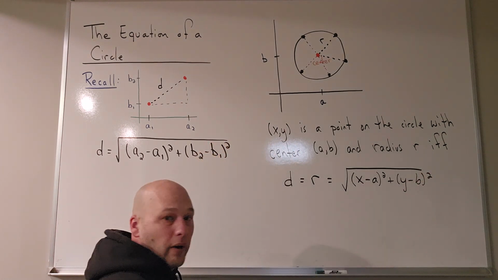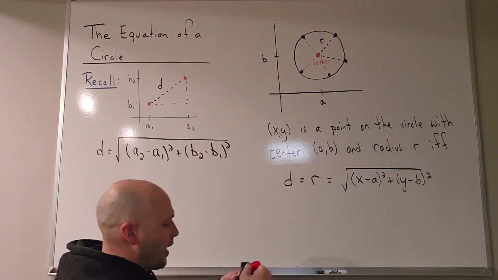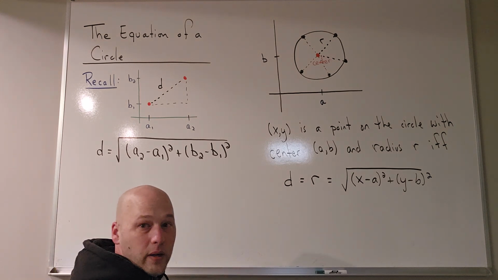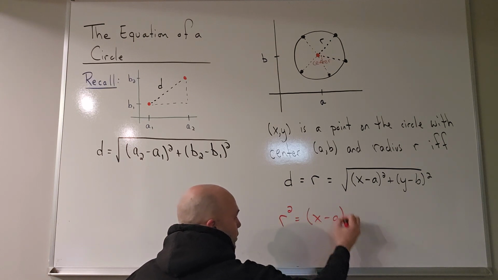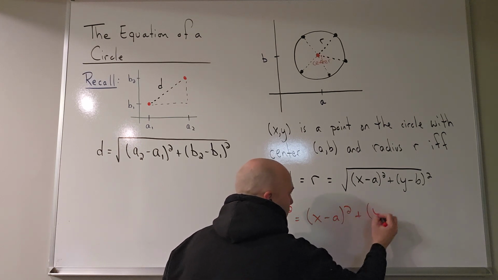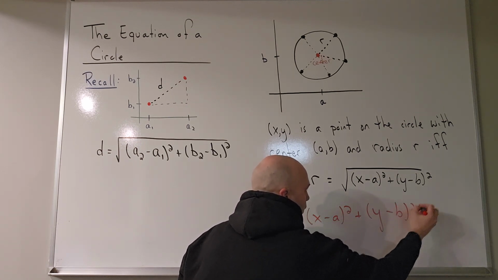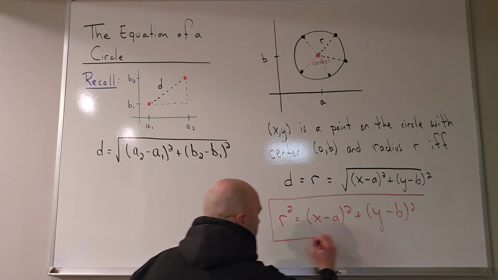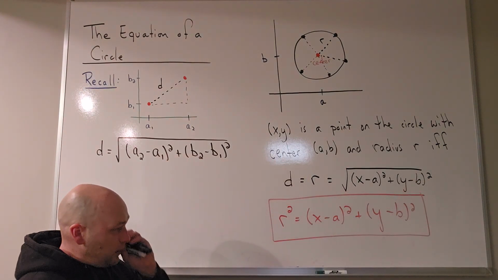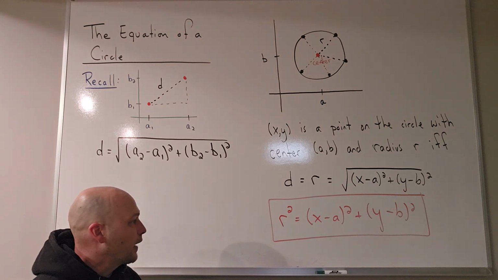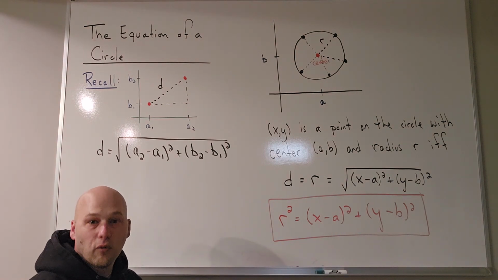And typically the way we write this is we square both sides of that to write the following for the equation of the circle with center AB and radius r. So r squared is x minus a squared plus y minus b squared. Okay, so there's the equation of the circle. And let's do a few examples of finding centers, radiuses, and graphing these.